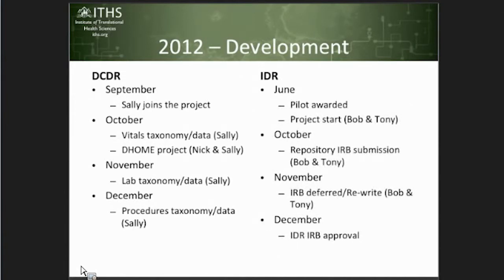For IDR, great news. In June, Bob Harrington's pilot was awarded so he could start his project. In October, since the project was starting, we needed an IRB. Of course, research data requires an IRB. So Bob and Tony wrote an IRB for the repository of infectious disease. In November and December, the IRB for the IDR was approved. So now the project is happening for real in IDR as well as DCDR.